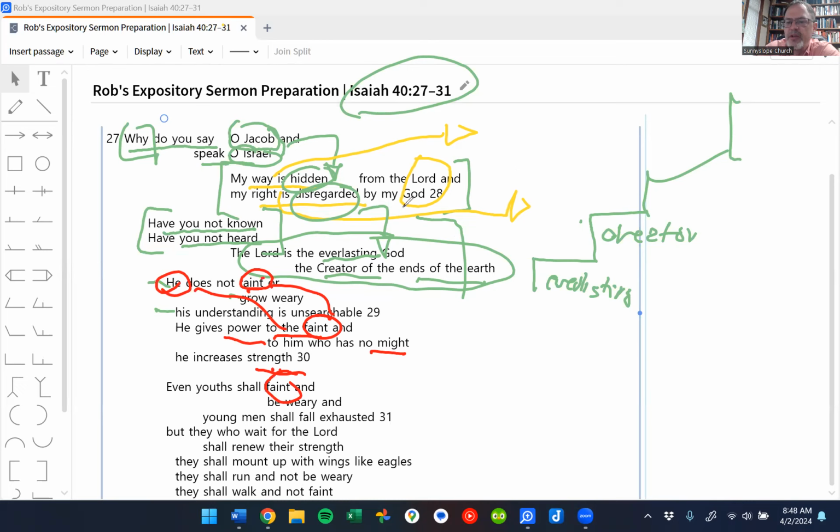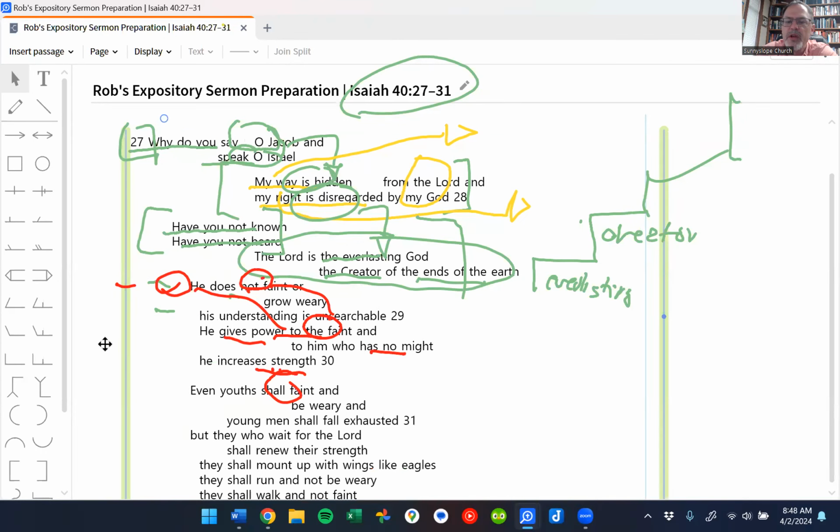And so you begin to see the thinking that emerges. Again, the people are feeling as if they're out of God's sight, that God has turned his face away from them, that God is not concerned about what's happening, and perhaps the people are being oppressed and are bothered by this. And God's response is no, the Lord is the everlasting God, the creator of all things. He doesn't faint. He doesn't grow weary.